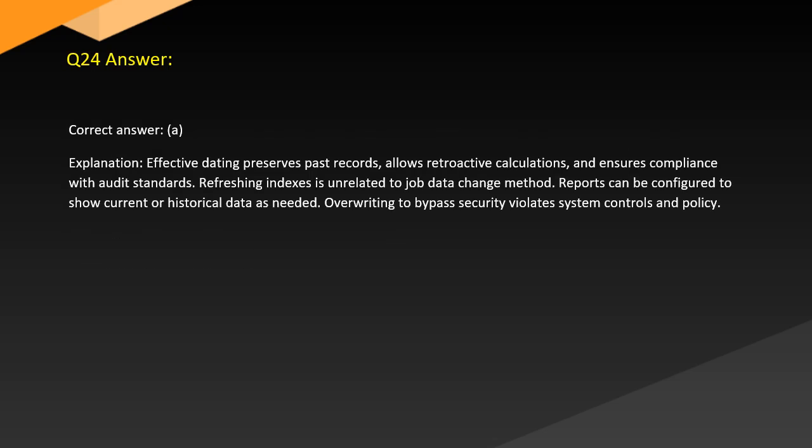Answer. Correct answer: A. Explanation. Effective dating preserves past records, allows retroactive calculations, and ensures compliance with audit standards. Refreshing indexes is unrelated to job data change method. Reports can be configured to show current or historical data as needed. Overwriting to bypass security violates system controls and policy.